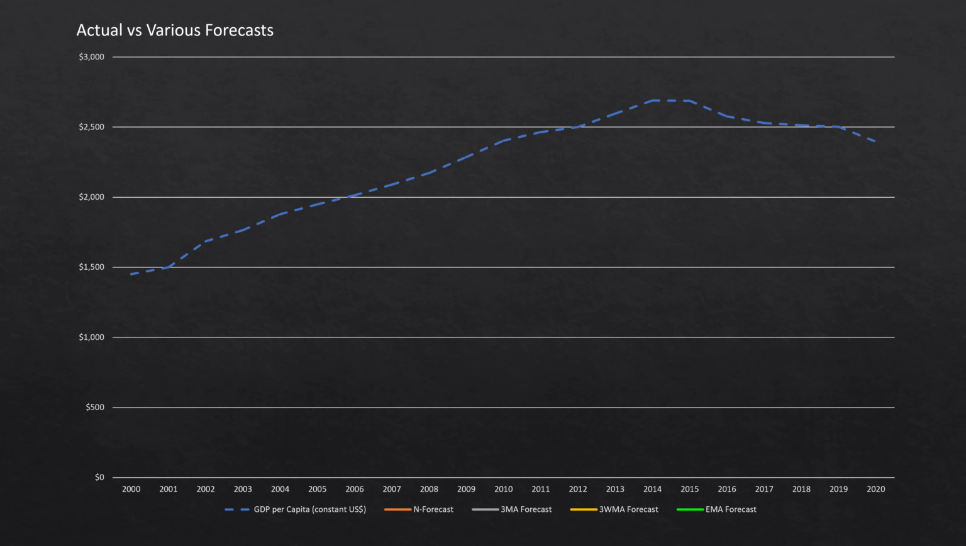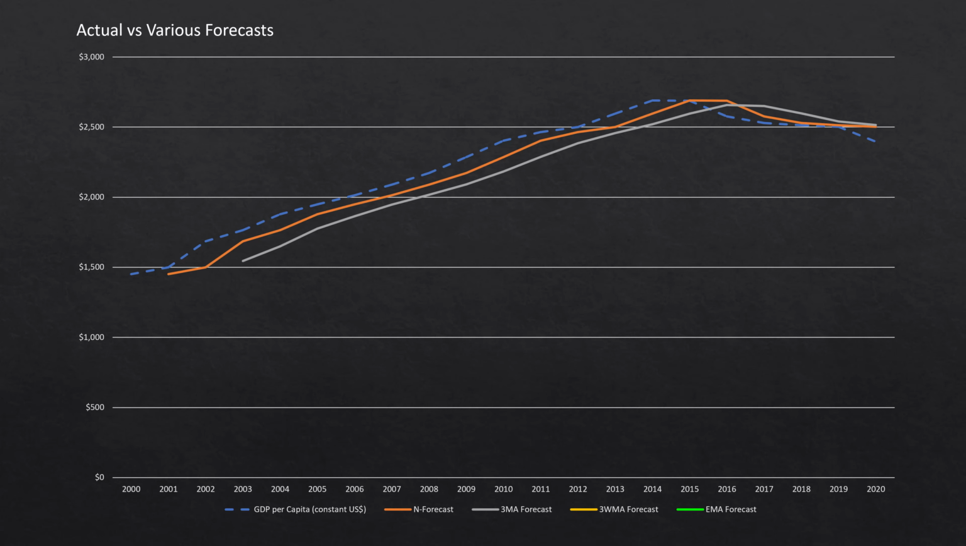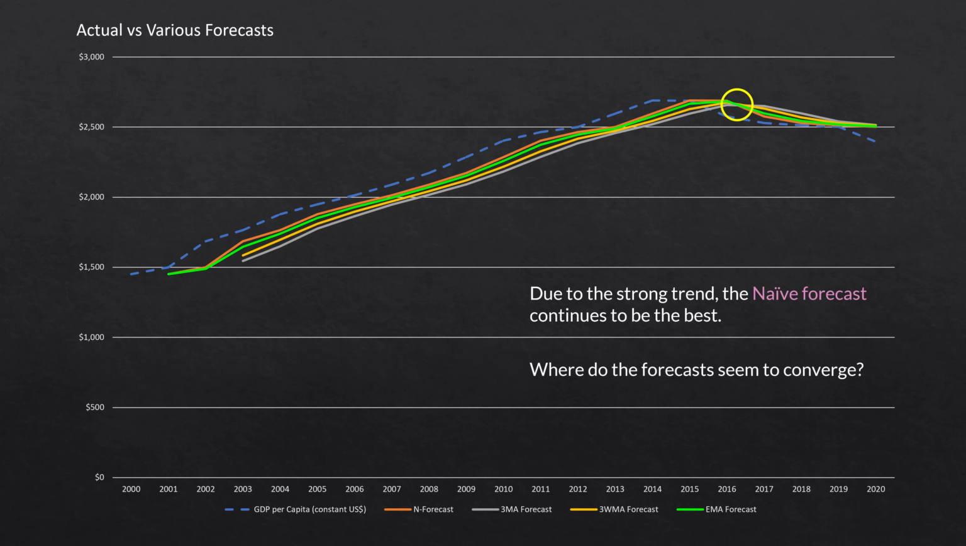So here are the actual values versus the forecasts that we would create. So this blue dotted line is the actual GDP per capita for Nigeria, the naive forecast in the orange, the 3-period simple moving average forecast in the gray, the 3-period weighted moving average there in the yellowish color. Notice that it falls between the naive and the simple moving average. And then finally, we have the exponential, and it falls between the weighted and the naive. So we can see that the exponential is an improvement. Due to the strong trend, the naive forecast continues to be the best.